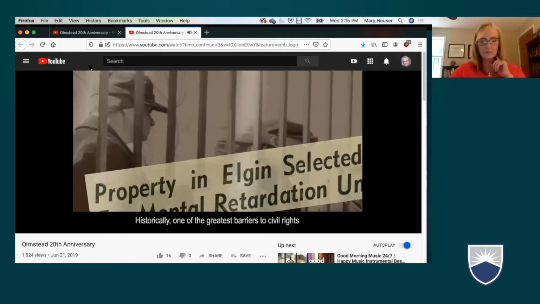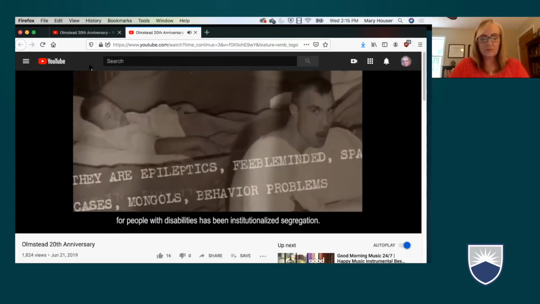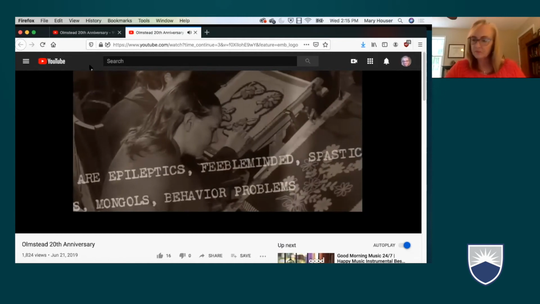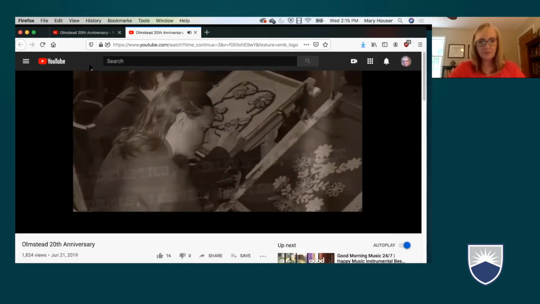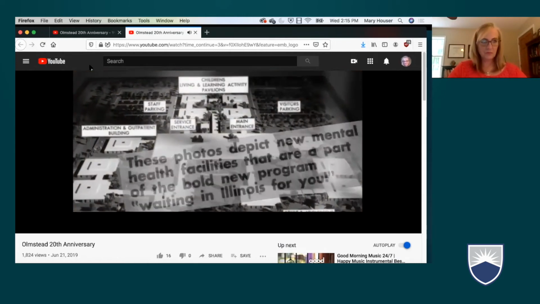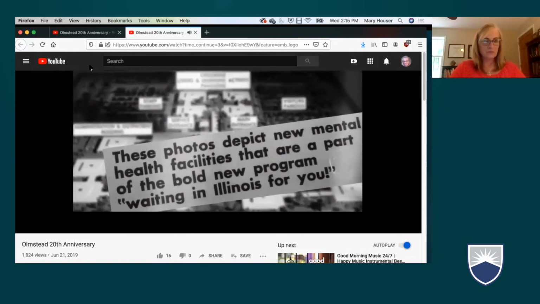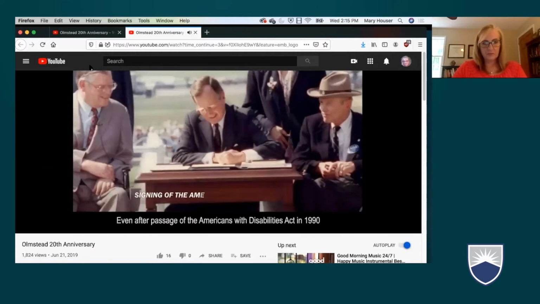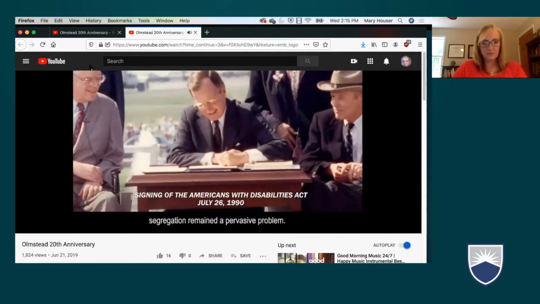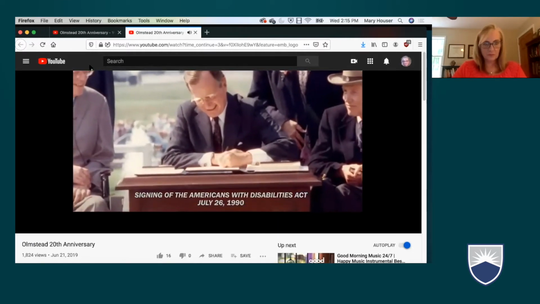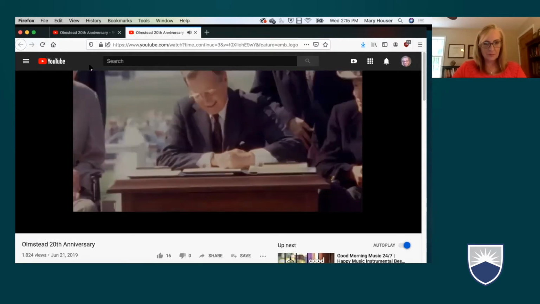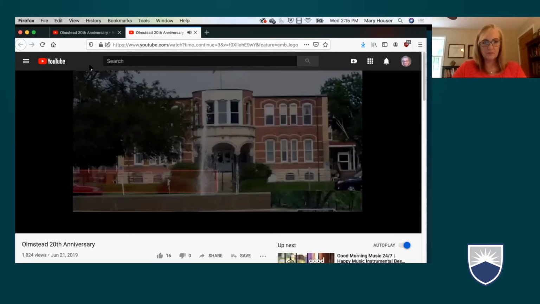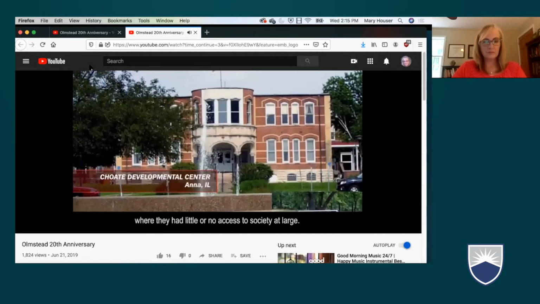Historically, one of the greatest barriers to civil rights for people with disabilities has been institutionalized segregation. Even after passage of the Americans with Disabilities Act in 1990, segregation remained a pervasive problem. People continued to be isolated in institutions, where they often had little or no access to society.